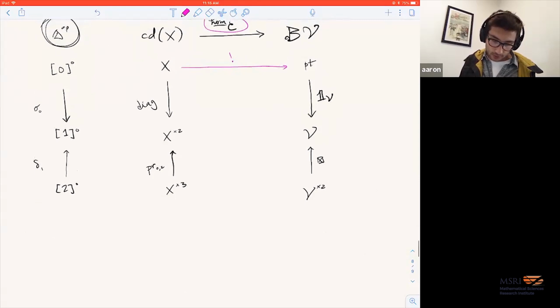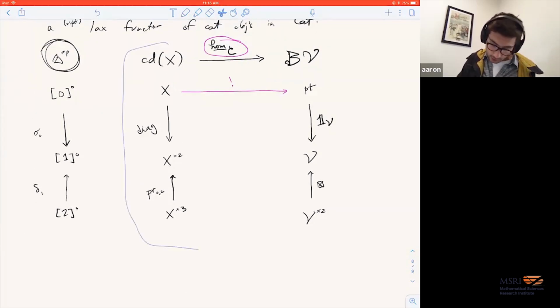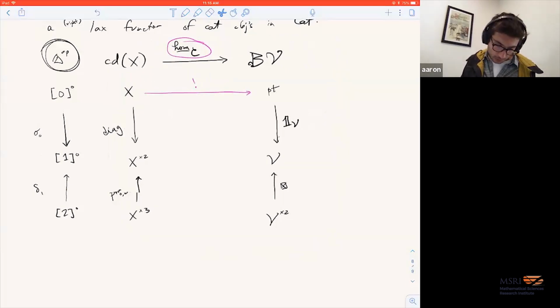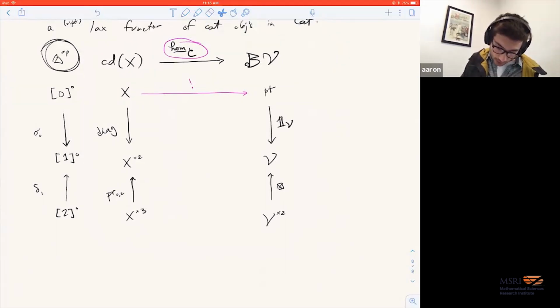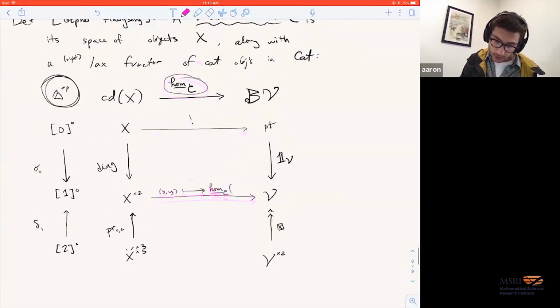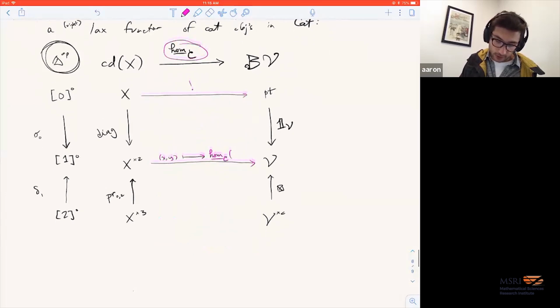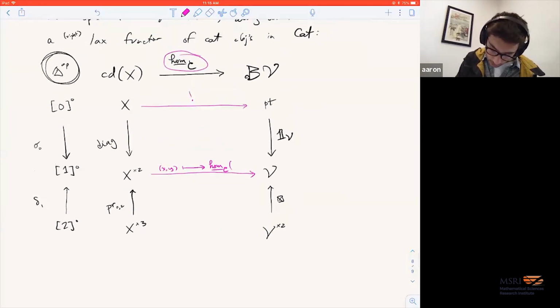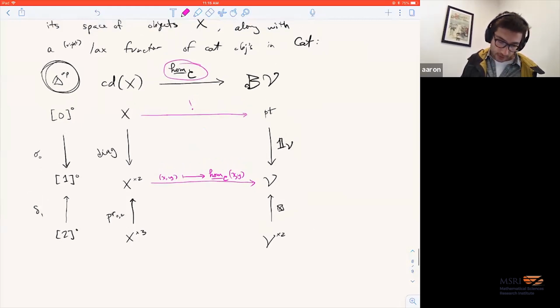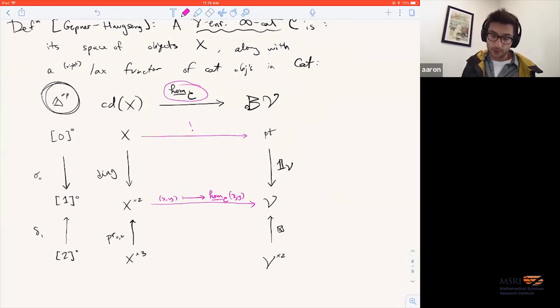More interestingly, at level 1, I've got this functor from X squared to V, and what does that do? Well, it takes a little x and a little y to the object of V called enriched Hom in C, the V-enriched infinity category that I'm in the process of defining, from x to y. So again, X is the space of objects. So for each pair of objects, I should be defining an object of V.